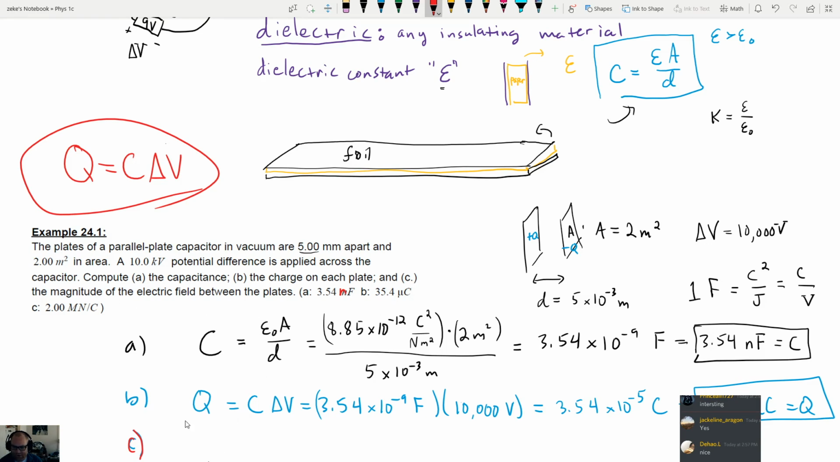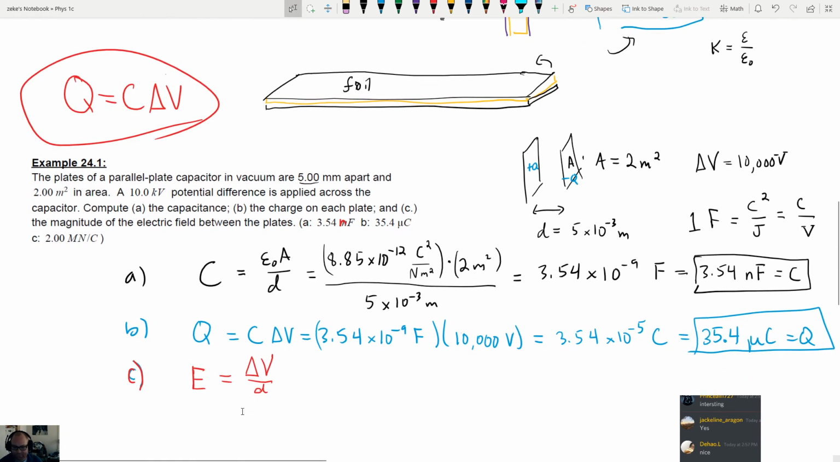The magnitude of the electric field between the plates. All right, electric field is equal to, this is where you have to remember the equation, delta V equals E times D. The electric field between the plates should be delta V over D. So it's going to be equal to 10,000 volts divided by 5 times 10 to the negative 3 meters. That was the distance between the plates, 5 millimeters. So 10 over 5 is 2, so it's 2 times 10 to the 6th, in newtons per coulomb.